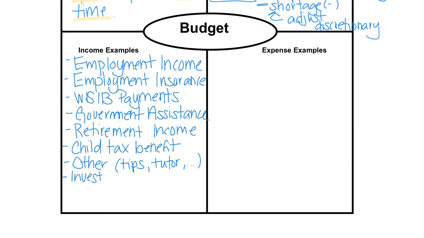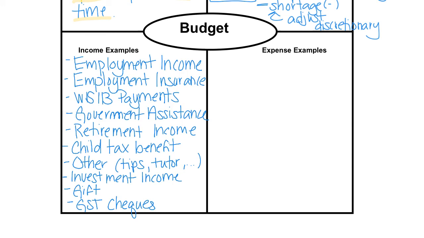I'll write investment income as another example. So if I invest in stocks or a company and it does really well, I would get some income from that. Maybe you get money as a gift. Maybe you receive GST checks. Okay, so here's a good list of income examples that you would put on a budget.